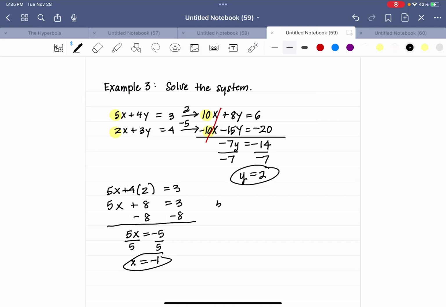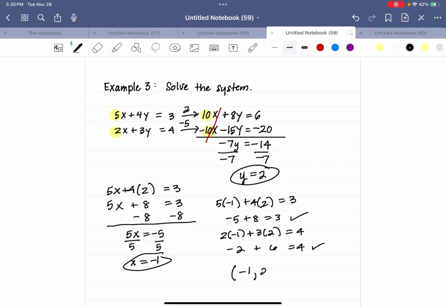Double check my answer. 5 times negative 1 plus 4 times 2 is supposed to be 3. Negative 5 plus 8 equals 3, is correct. 2 times negative 1 plus 3 times 2 should come out to 4. Negative 2 plus 6 is 4. So my ordered pair is negative 1, 2. That is the solution to my system.